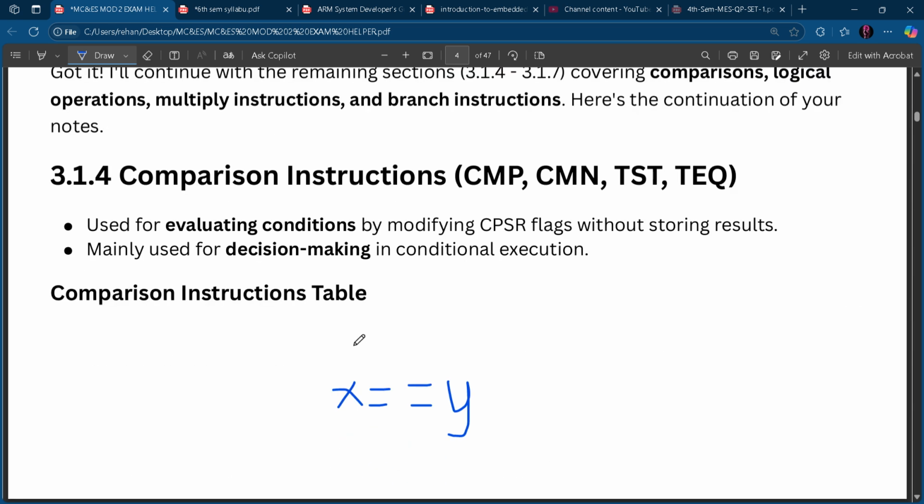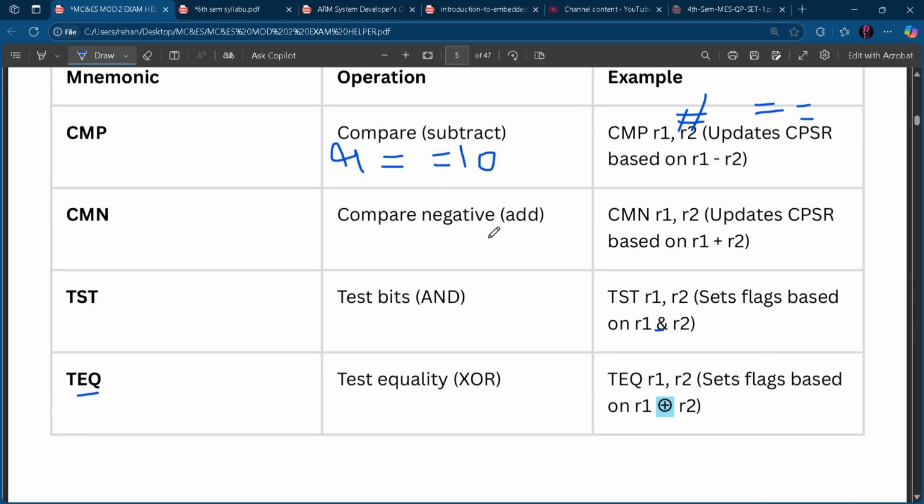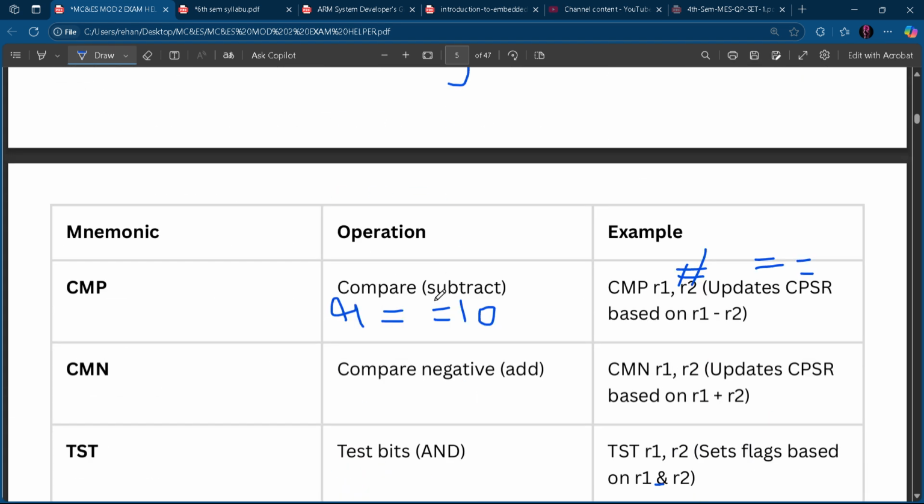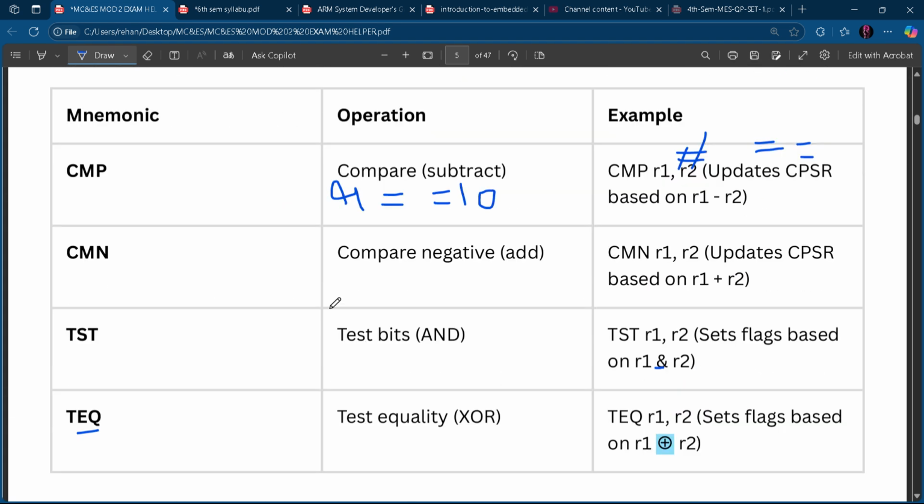That's it. Then you have comparison. Comparison is nothing but equivalence. Sometimes it is subtraction if only two registers are given, else it is this. It updates the CPSR based on R1 minus R2. Compare negative is just addition based on R1 plus R2, and it updates the CPSR. So basically understand that comparison instructions deal with updating the CPSR. Test bits is nothing but updating the CPSR based on R1 and R2.